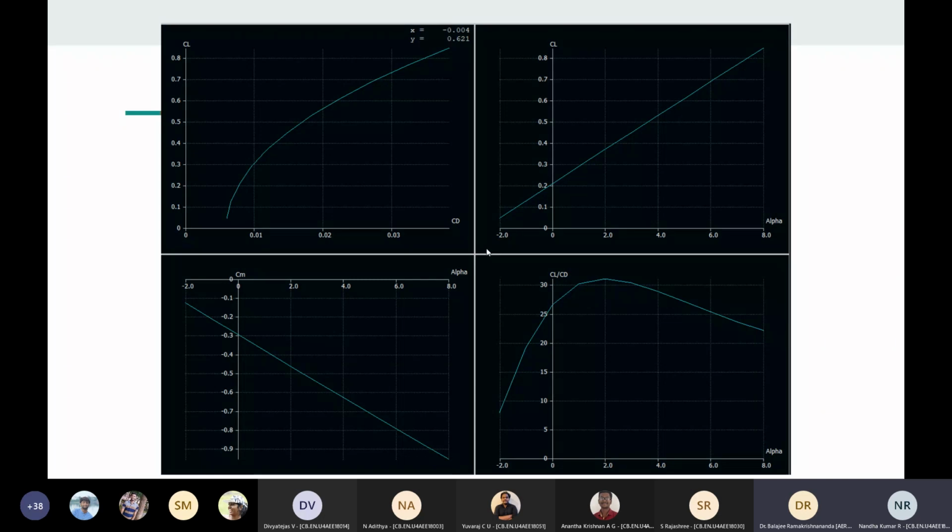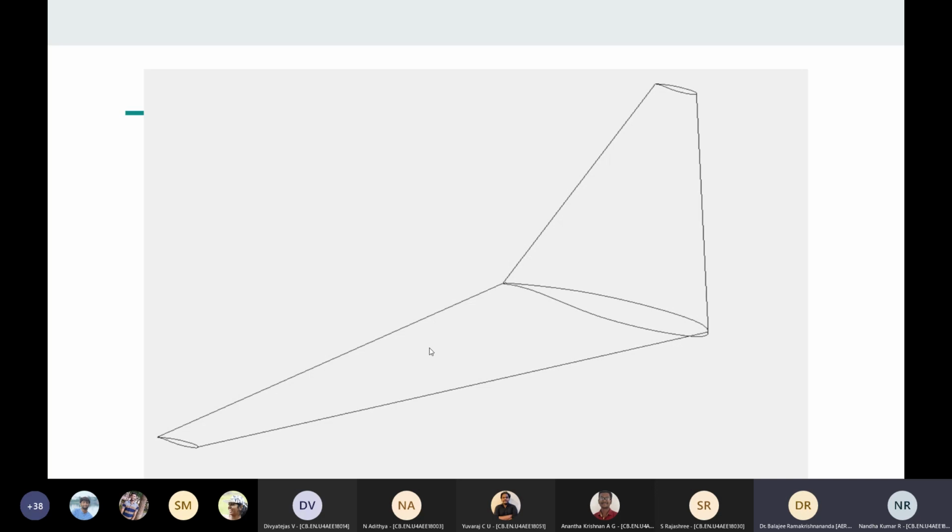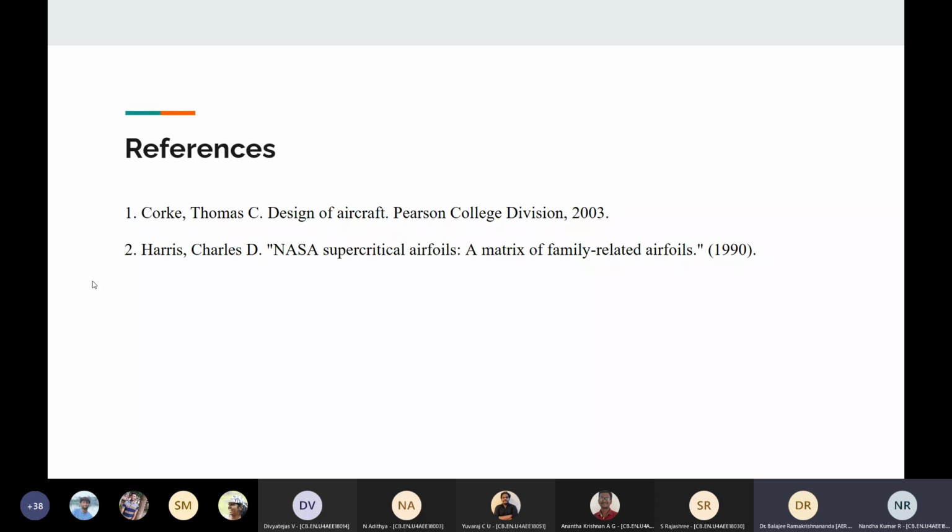What is the CL versus alpha graph? Sir, yes, sir. CL versus alpha graph. Sorry, CL versus CD graph, sir. Sorry. CM versus alpha, and CL by CD versus alpha graph. Then as you asked us to show the airfoil from the wing planform, I included this image also. Okay, good. And these are the references.